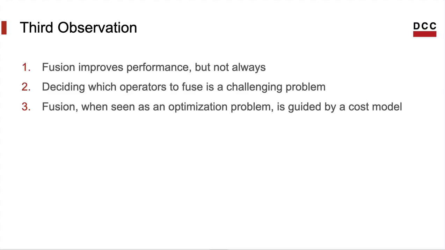The last fact brings us to our third and final observation. Fusion, when seen as an optimization problem, is guided by a cost model. A cost model is a way to estimate the running time of a program. We can do it via profiling, for instance. It is a dynamic cost model built over a profiler. But we can also use an analytical function to do that.